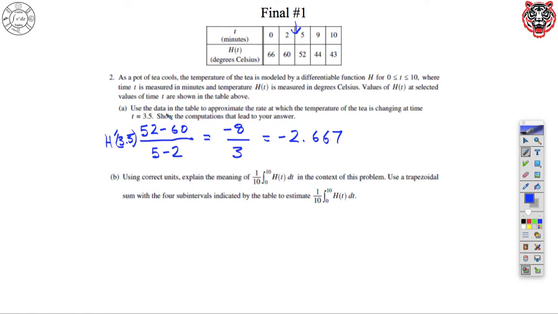And do we need units? Nope, just need to show the computations. There it is. For B, using correct units, explain the meaning of this thing in context of the problem.